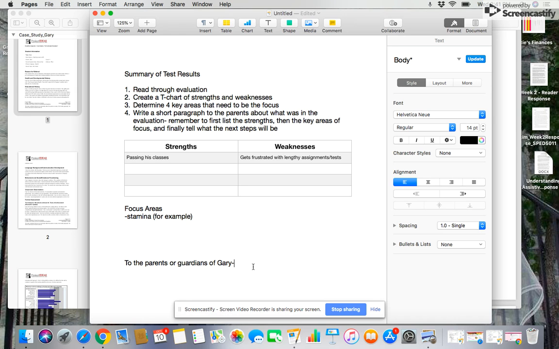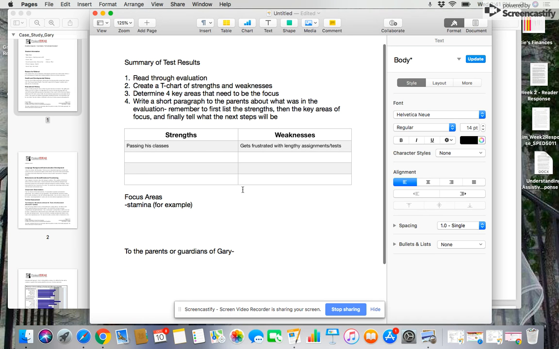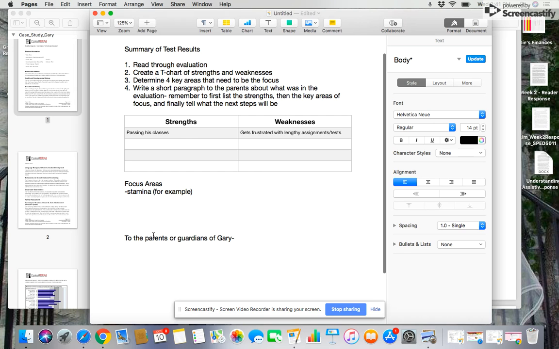Then when you're writing the summary, once you have all these areas done, you're going to start it out to the parents or guardians of Gary, and you're always going to start it out with a strength. So you could start it out, for example, with the one strength that we found. Gary is a pleasure to have in class. He is currently passing all of his classes. And then you might want to add another strength, whatever else you come up with.